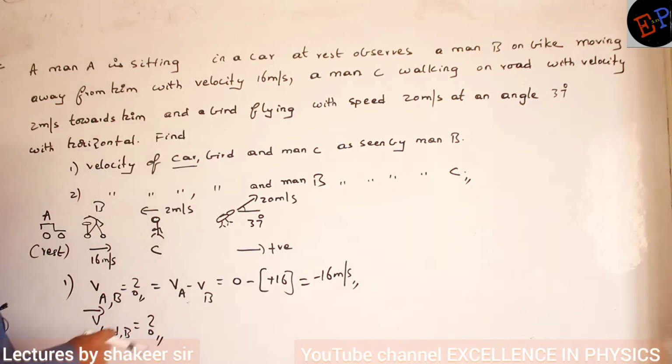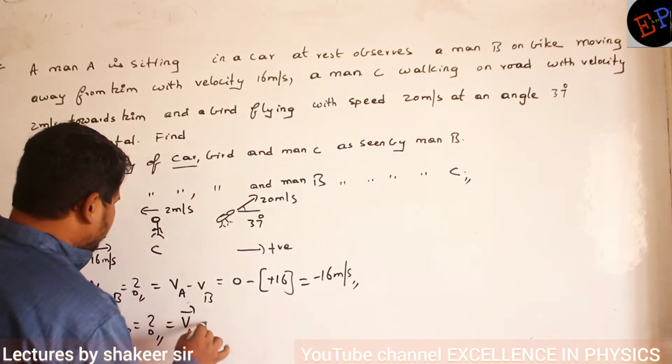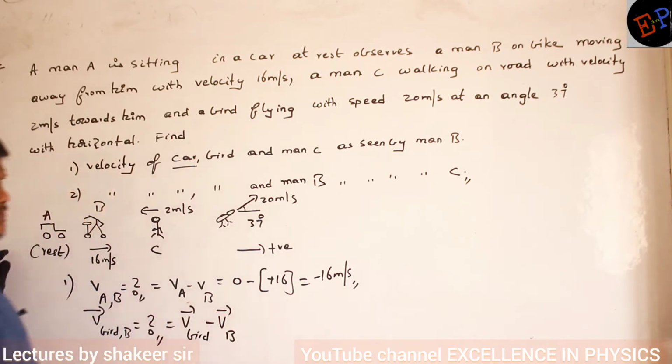I want the velocity of the bird with respect to man B. This is what I have to write now. So how can I write this? Velocity of bird minus velocity of B. This is how I have to write it now. B is the observer here.